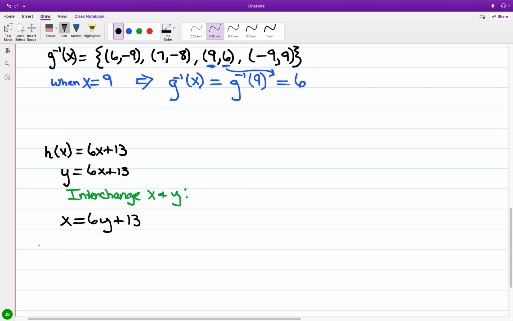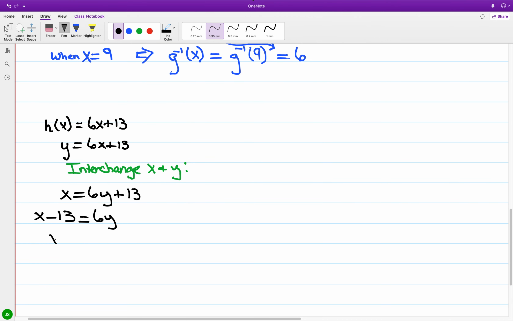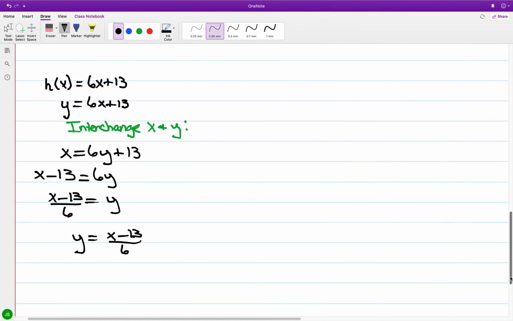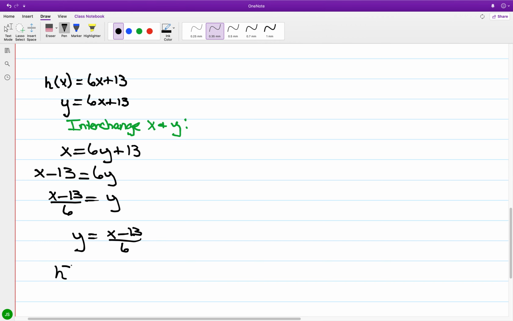So in isolating y, I can take 13 away from both sides. So I have x minus 13 is equal to 6y. With division by 6, I have x minus 13 over 6 is equal to y. So y is equal to x minus 13 over 6. Again, this expression in y makes reference to the inverse of h of x. So the inverse of h of x comes out to x minus 13 all over 6.